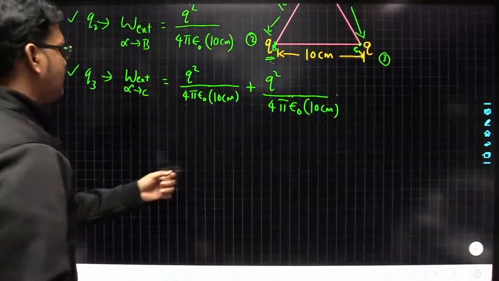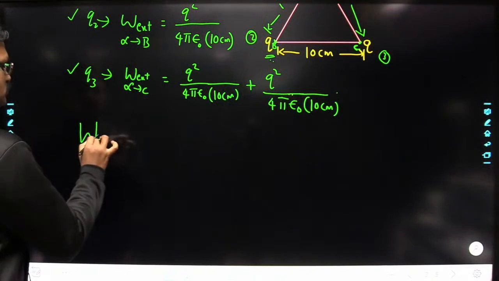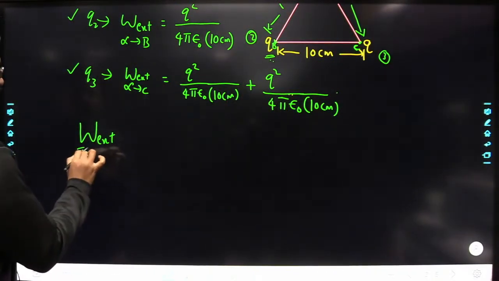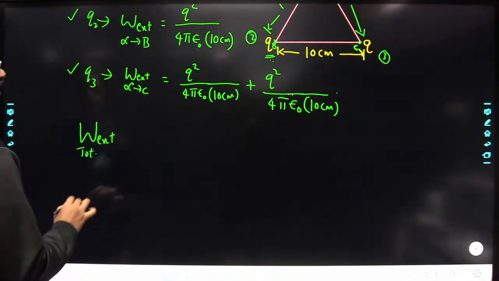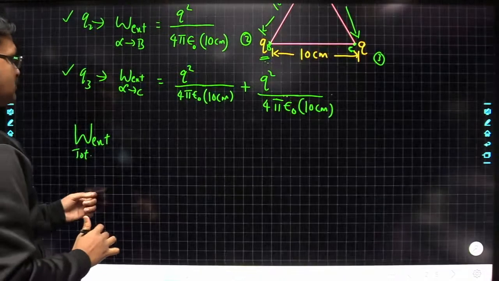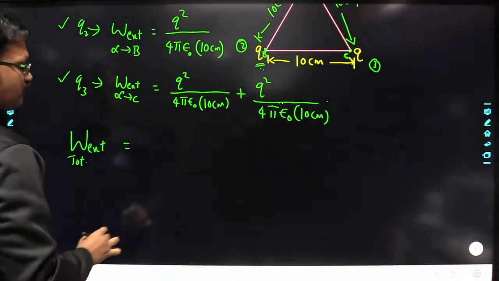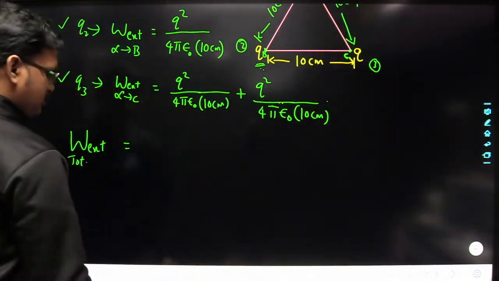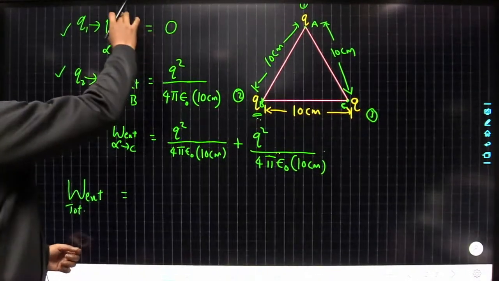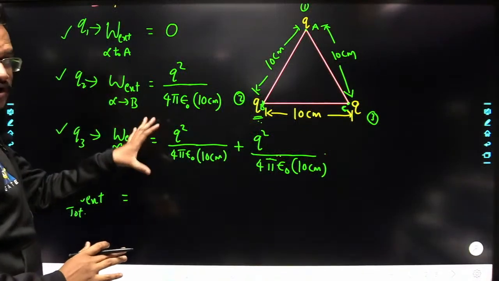Okay, so finally what is the total work done here? What is the total work done by the external agent in moving from infinity to these points? So total work done by the external agent is equal to what? You have to add up all this work done. Yes or no?